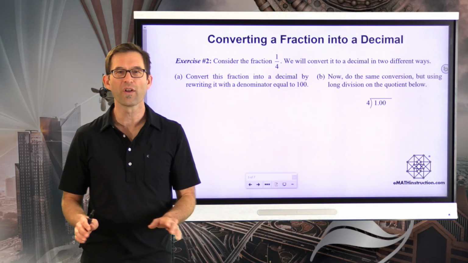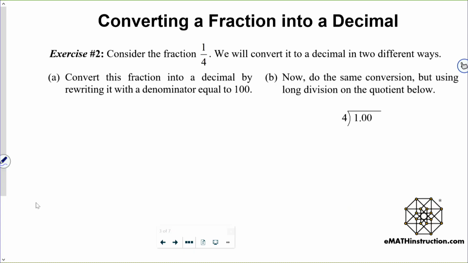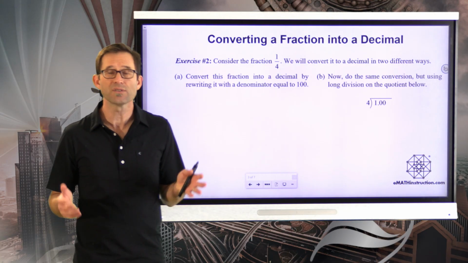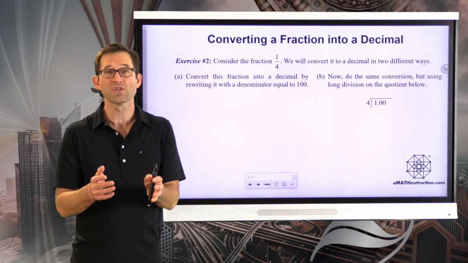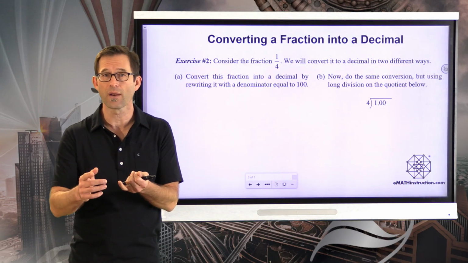All right, converting a fraction into a decimal. Exercise number 2. Consider the fraction 1/4. We will convert it to a decimal in two different ways. Letter A asks us to convert this fraction into a decimal by rewriting it with a denominator equal to 100. All right, so let's do that, right? I mean, this kind of makes sense to do it this way, given that all decimals are fractions with denominators of 10, 100, 1,000, 10,000, etc.